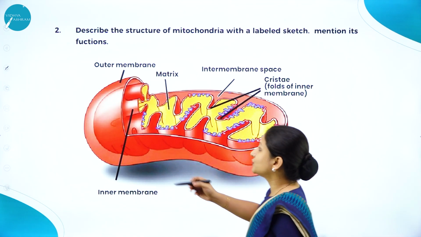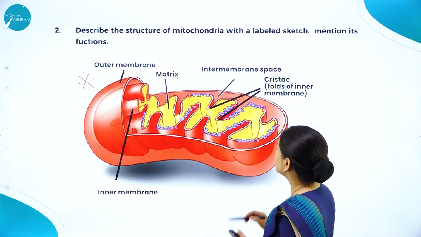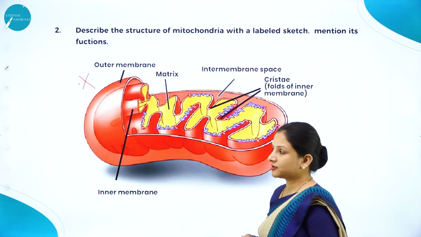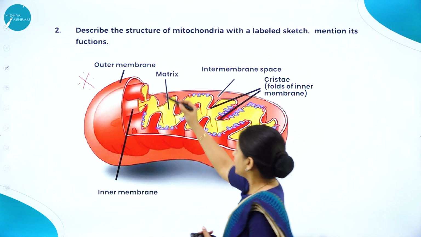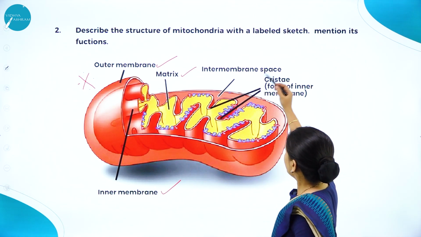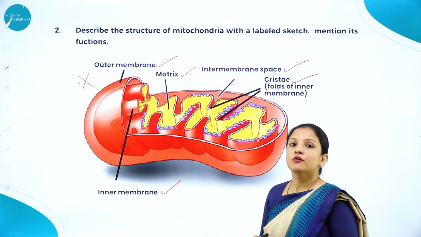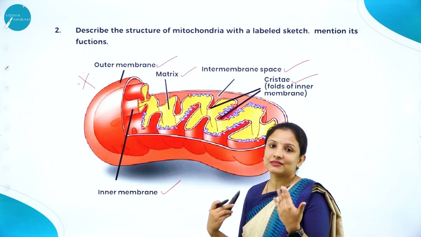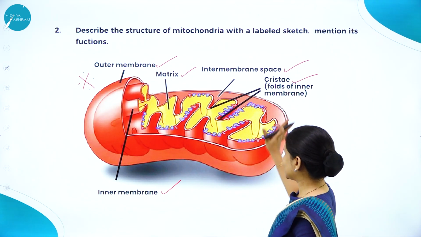Next question, this is also very, very important. Usually it appears in the exam. Describe the structure of mitochondria with a neat label diagram and mention its functions. So you have to draw the diagram which is there in the NCERT textbook. You have to mark the outer membrane, the inner membrane, the fluid matrix that is there. Then you have to mark the intermembrane space, and you have to mark the cristae, which are nothing but the inner membrane that folds, and that is called the cristae, which therefore increases the surface area of the matrix.